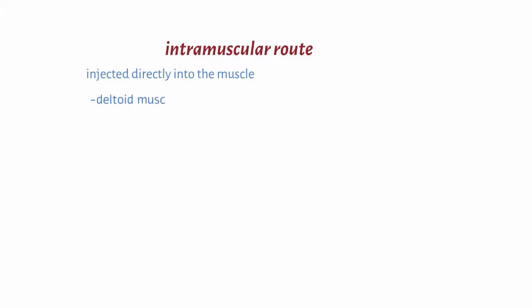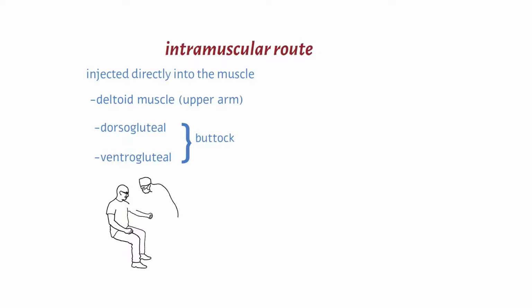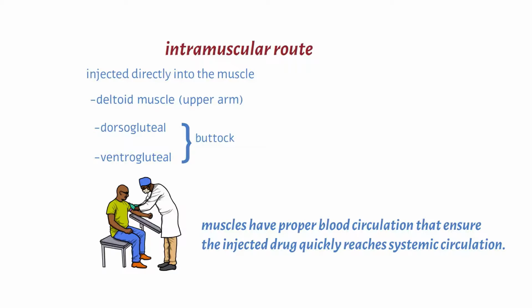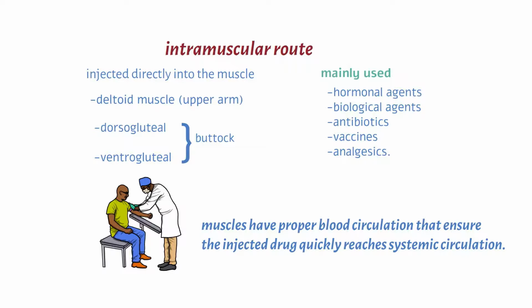We also have the intramuscular route, and in this, the medication is injected directly into the muscle. This includes the deltoid muscle, which is the upper arm, the dorsogluteal and ventrogluteal muscles, which are on the buttock. The thing is that these muscles have proper blood circulation that ensures the injected drug quickly reaches the systemic circulation. It's mainly used for hormonal agents, biological agents, antibiotics, vaccines, and analgesics.